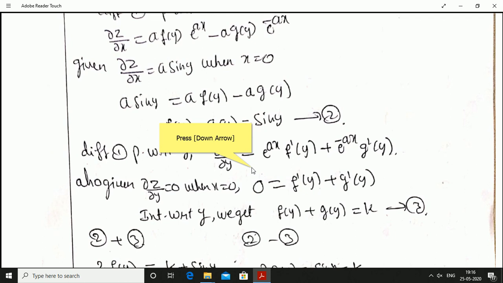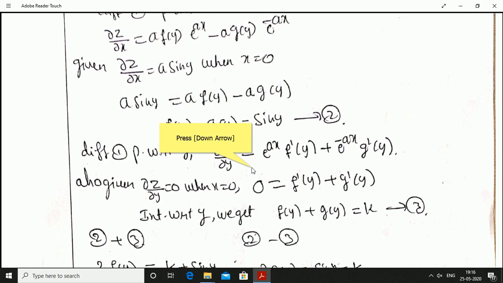Now f dash y plus g dash y is equal to 0. We required the f of y and g of y values. Already we have one equation in terms of f of y and g of y, that is equation 2. Here we have f dash as well as g dash. To get back f of y and g of y, integrate the above equation.